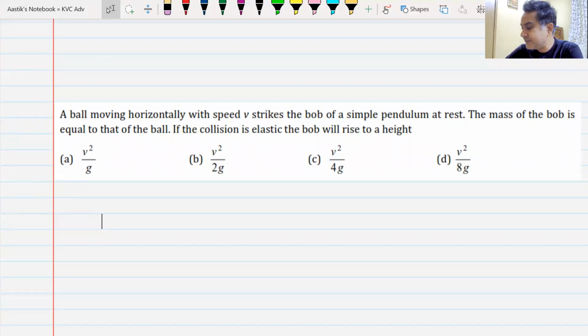So can we have this one? A ball moving horizontally with a speed v strikes a bob of simple pendulum at rest. The mass of the bob is equal to that of the ball. If the collision is elastic, then the bob will rise to what height? I'll give you a minute to do it.